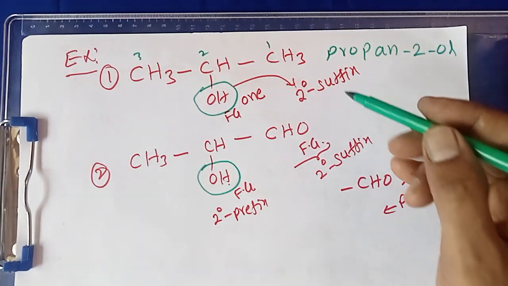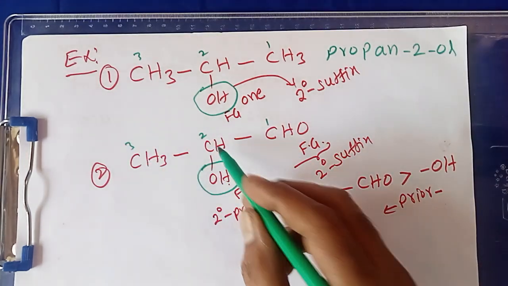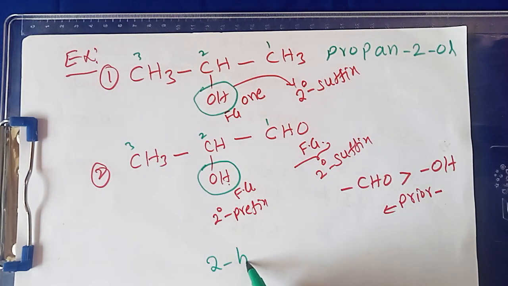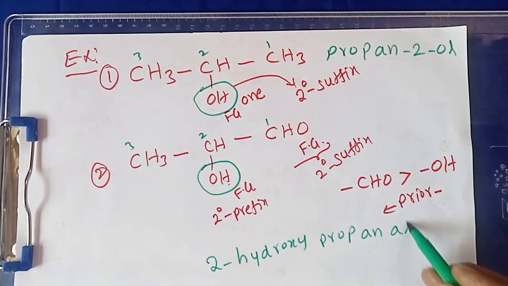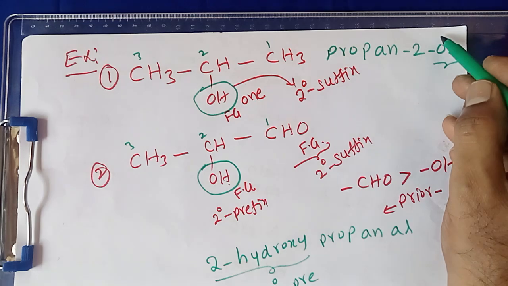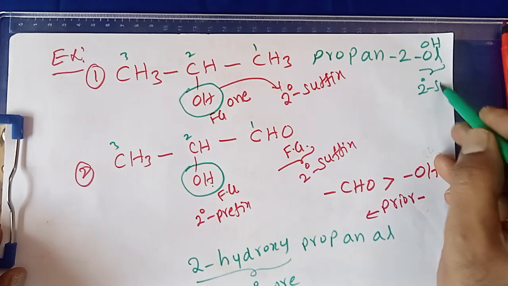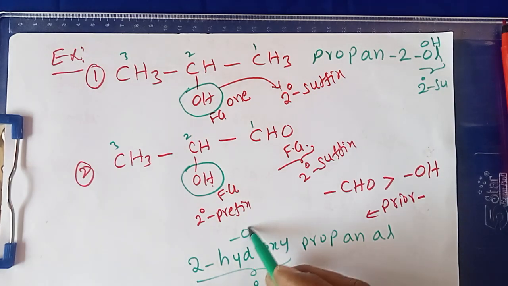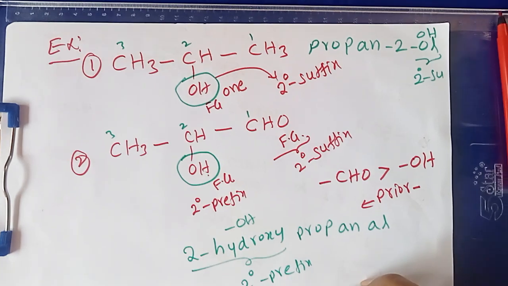In another video we discuss many examples. Here what numbering? 1, 2, 3. So the second carbon OH group means what? 2-hydroxy. Prop is the root word, an is the primary suffix, al is the secondary suffix. Here what is the OH group? It is the secondary prefix. Here what is the ol? OH group only. But here what is this? Secondary suffix. Here hydroxy means also the OH group only. But what is this? Secondary prefix. So in another video many examples we discuss.